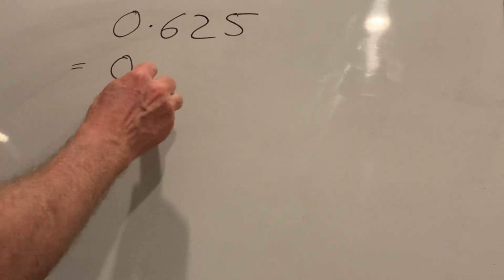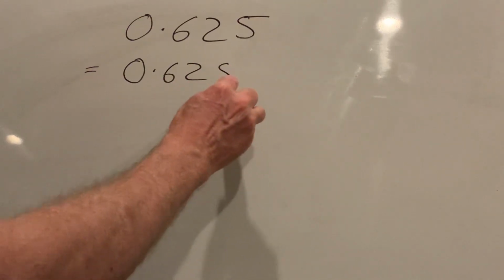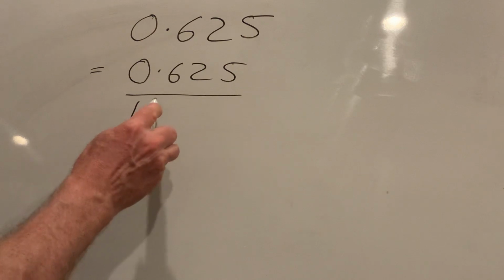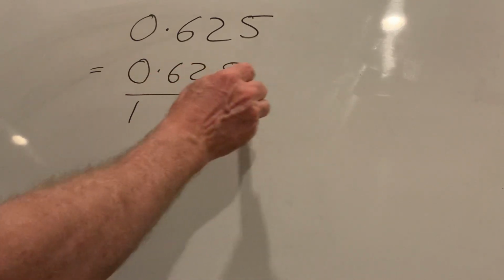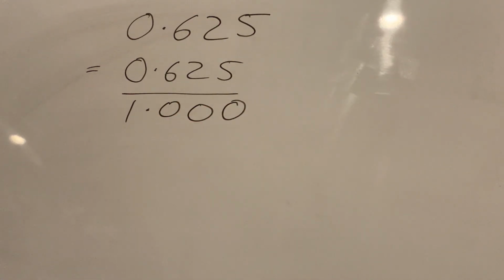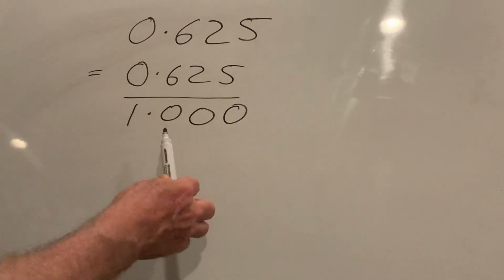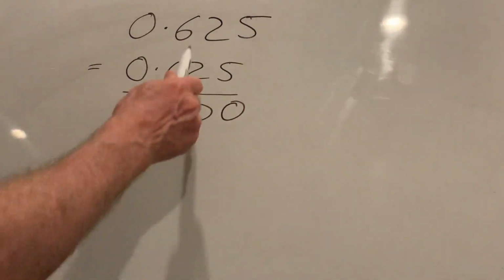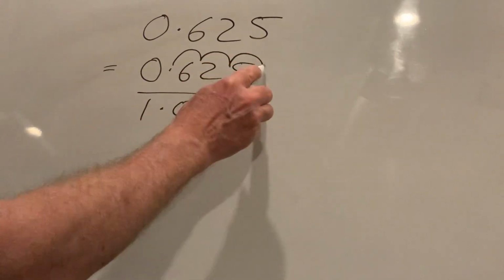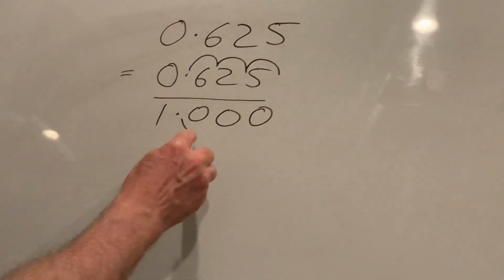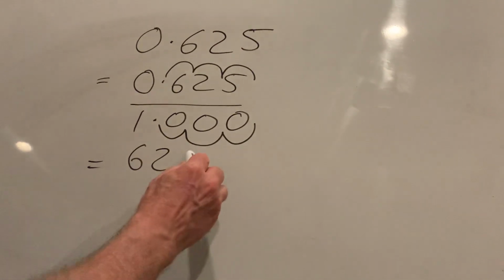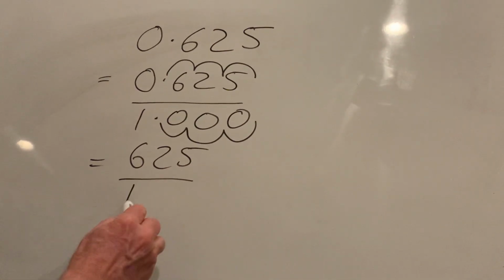That equals 0.625 over 1. Now it's 1. We generally put the number of zeros that we got in the decimal. So 1,000. So I think you'll agree, if we multiply the top and the bottom by 1,000, the decimal point goes 1, 2, 3, and the decimal point here goes 1, 2, 3. So that equals 625 over 1,000.